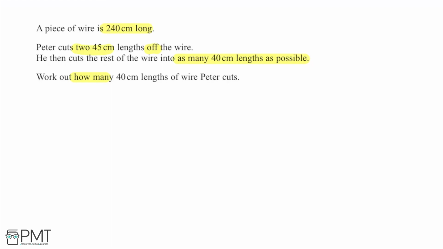So sometimes with questions like this, I find it helpful to draw out a bit of a diagram. So if we have a wire which is 240 centimetres, and then he's going to cut two lots of 45 centimetres off the wire, and that's just going to leave us with the shorter section over here to the right. Now we need to work out how many 40cm lengths that we can cut this section into. So when we divide it by 40 centimetres, how many can we cut it into?